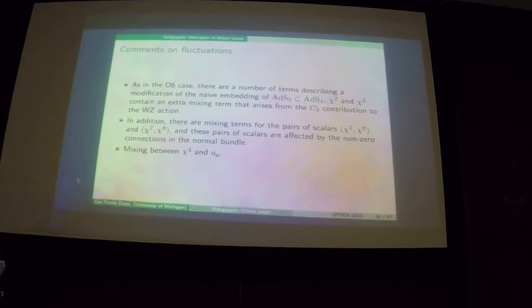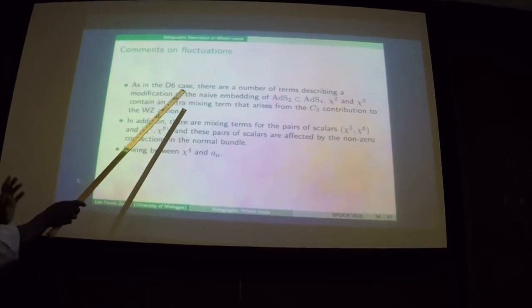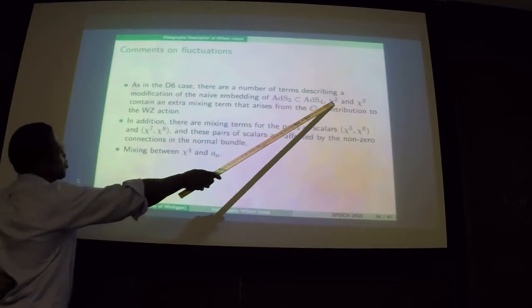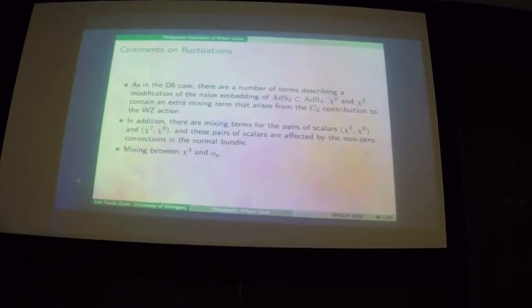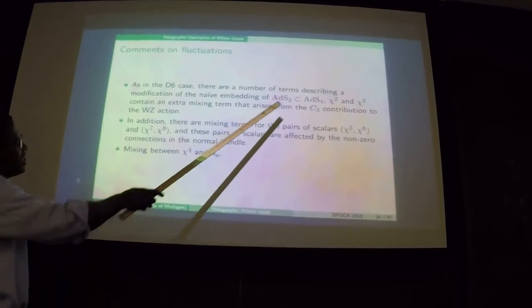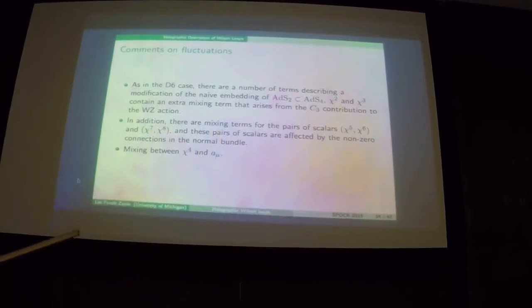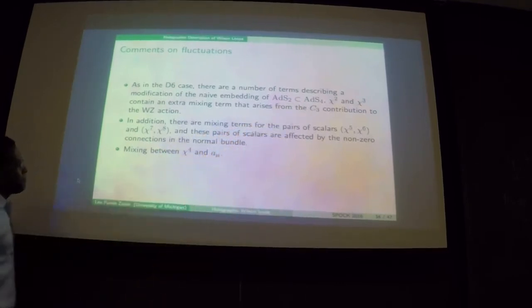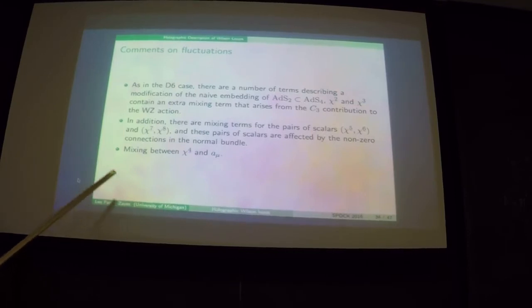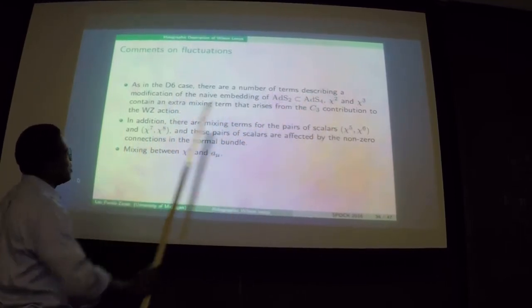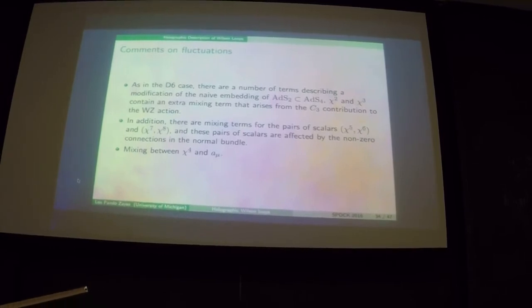So let me make some comments about the structure of the fluctuation. In the case of D6, just to summarize, I have two scalars that describe the fluctuations of AdS2 inside AdS4, and they have a non-trivial mixing due to the fact that C3 contributes. For the D2, I have, in addition to these two scalars, these other 4 scalars, and their covariant derivative has some contribution from the fact that the normal bundle is non-trivial, and then there's the mixing between chi4 and the gauge field.